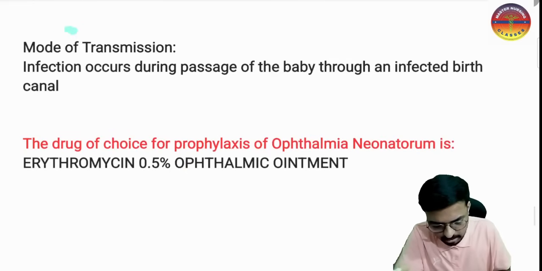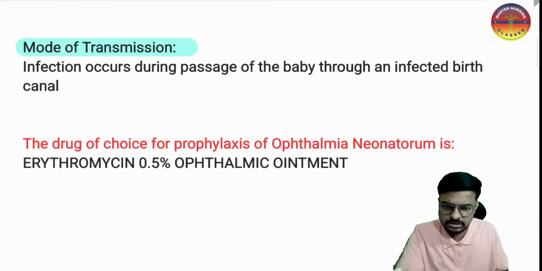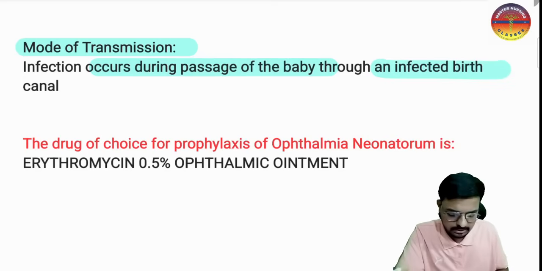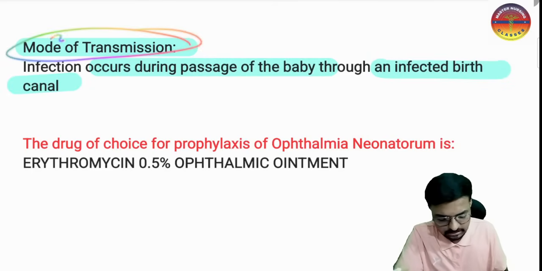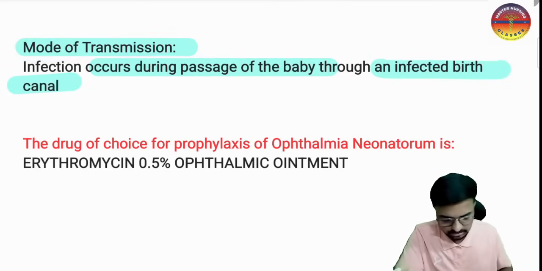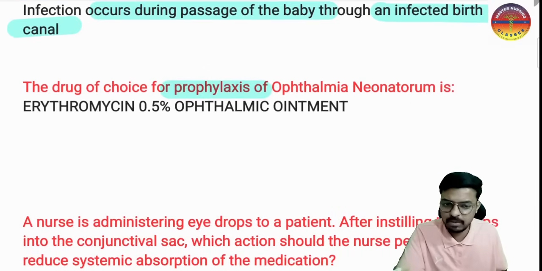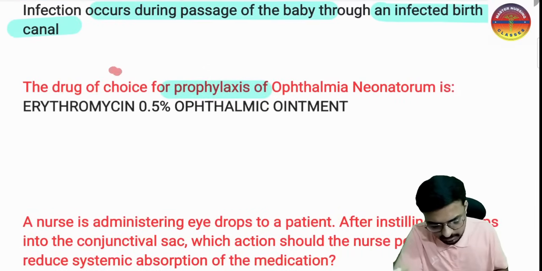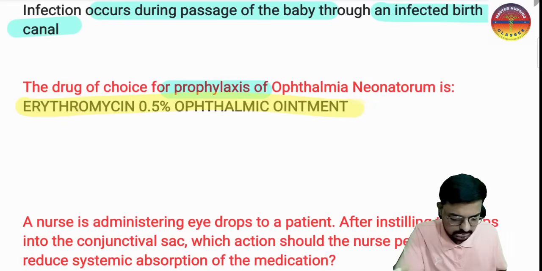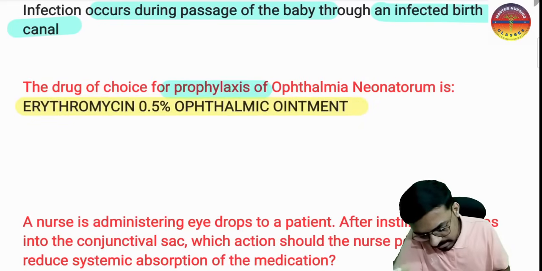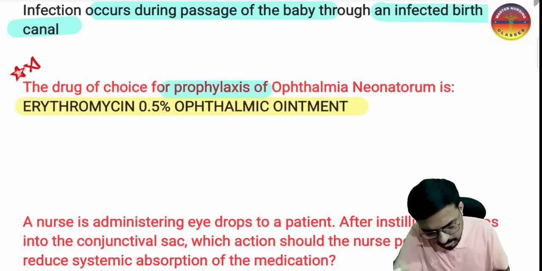Next we have the mode of transmission. It occurs during the passage of the baby through the infected birth canal. So the baby is coming out of the infected birth canal, and at that time the transmission is happening. Now, the drug of choice as prophylaxis to prevent ophthalmia neonatorum, very important, is erythromycin 0.5% ointment. Immediately after birth we apply it to the eyes of the babies.